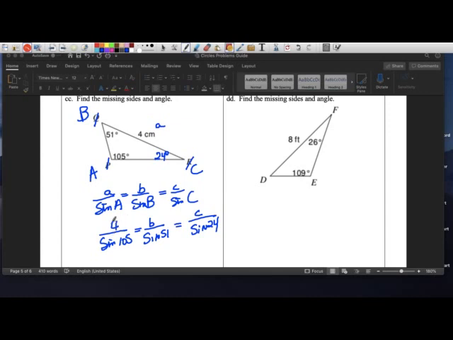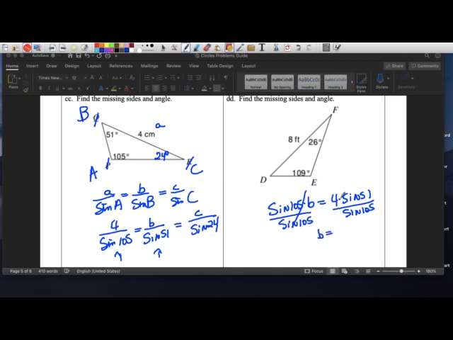So A is the only one that has both values in the numerator and denominator. So I can use that as my base to do the proportion, right? So let's do these two right now. So cross multiply, I'm going to get sine 105 times B and 4 times sine of 51. B is what I want in this case, right? So let me divide this by sine of 105, which means I have to divide this by sine of 105. That goes away, and my little b.